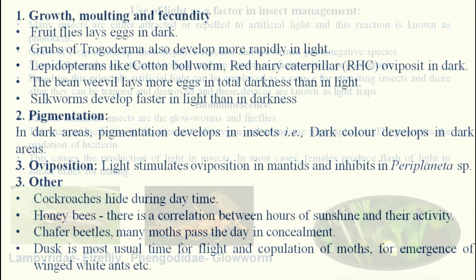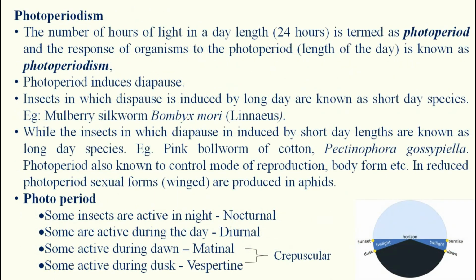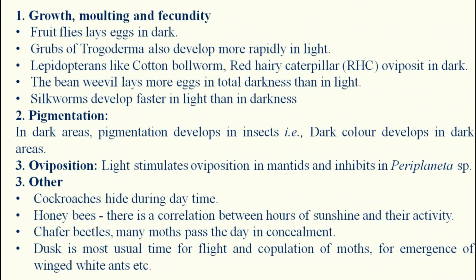These are all about your light. Okay, light as an abiotic factor. What are the different terms? Which terms have we discussed? You tell me. First is your photoperiodicity, then your photoperiod, then your photoperiodism, then your short day species, then long day species. With examples, nocturnal, diurnal, matinal, vespertine. Yes or no? Then phototaxis. Then you have discussed photonegative species, photopositive species. Everything we have discussed. Anything may come in the exam.